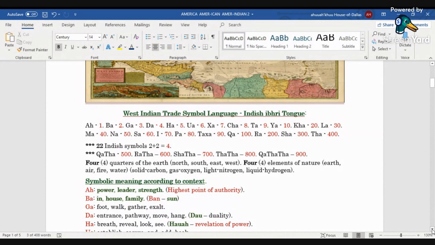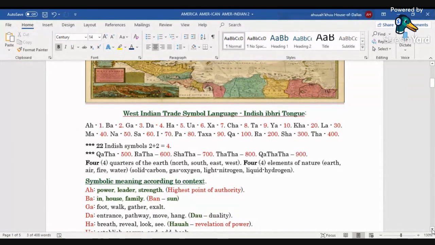So we say, one, Demetria. Ba ga da ha wa za cha ta ya ka la ma na sa pa ta za wa ra sha ta. So this is our dialect from our region, from our perspective. And we said there's 22 letters to the Indish symbol. 2 + 2 = 4.